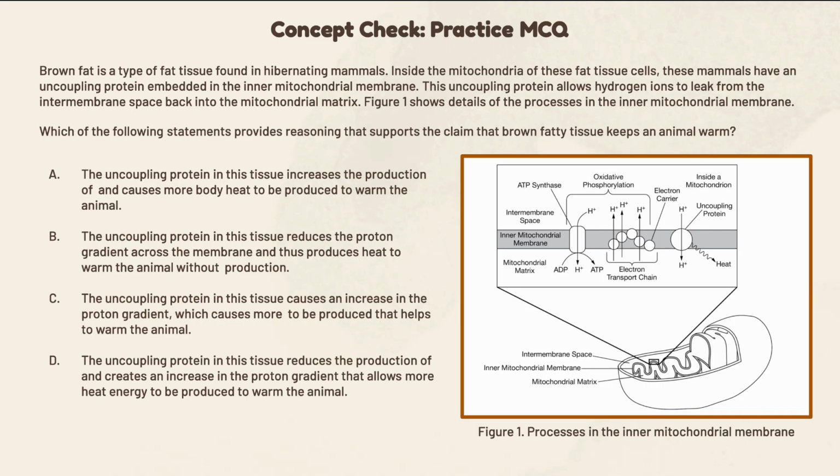So before I move on to the next topic, we'll do a quick multiple choice question to check our understanding of this topic. So you can read the context if you want, but the question asks, which of the following statements provides reasoning that supports a claim that brown fatty tissue keeps an animal warm? So you can pause the video if you want to read the answer choices before I go over the answer.